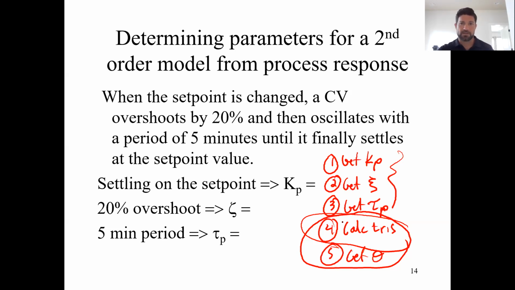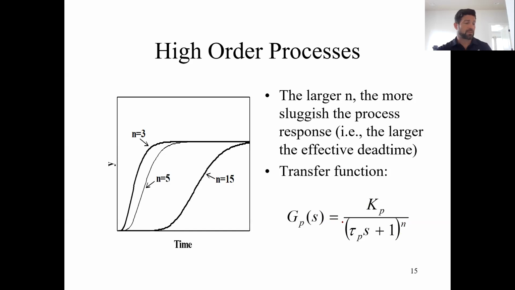So for a second order process, we can go both ways. For a first order process, we can go from the response to the transfer function. Those are the primary two types of processes that we can look at.